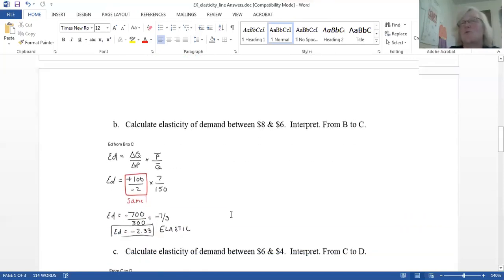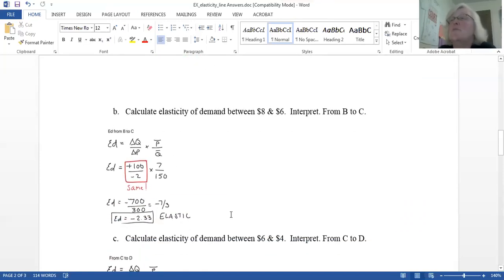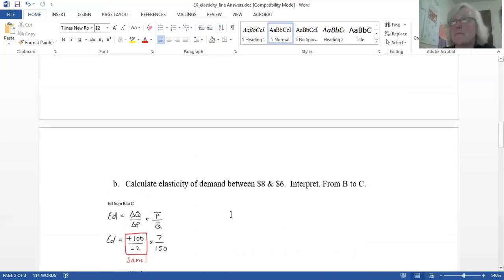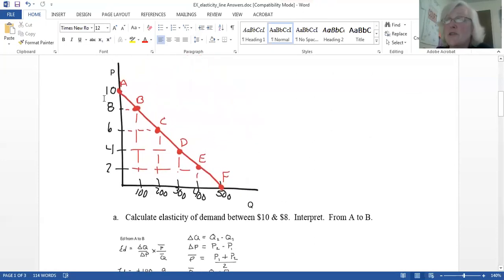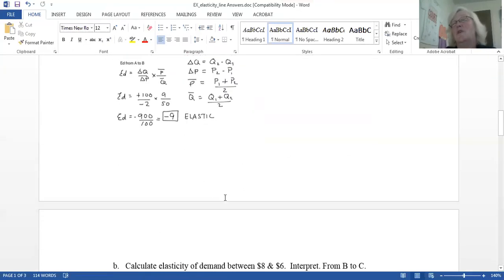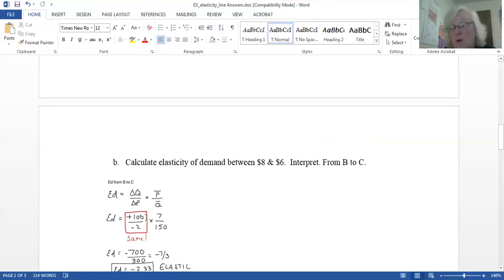Here we go. Let's try the second one. We're going to work our way down this demand curve. So now when we move from $8 to $6, okay, from point B to point C on that graph, you should notice that the change in Q and the change in P are the same. Like I said in the beginning, for every $2 that I go down, 10 to 8 to 6 to 4 to 2, my change in P is $2. My change in quantity, 0 to 100 to 200 to 300 to 400 to 500. My change in Q is always going to be 100. So positive 100, my change in price, negative 2. This is the same. I highlighted it in red for you.